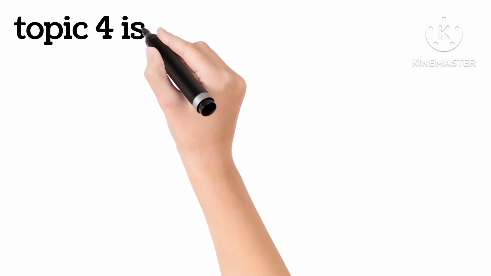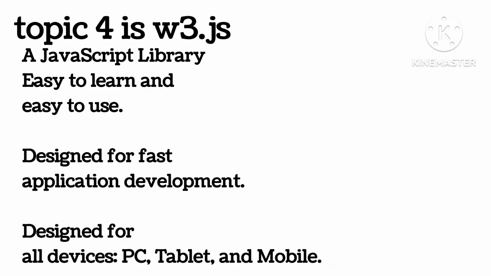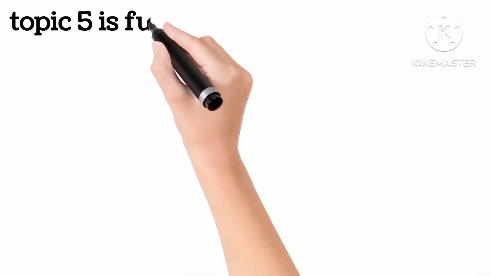Topic number 4 is W3.js. W3.js is a JavaScript library which is easy to learn and easy to use. It is designed for fast application development and it is designed for all devices: PC, tablet, and mobile. Topic number 5 is full stack.